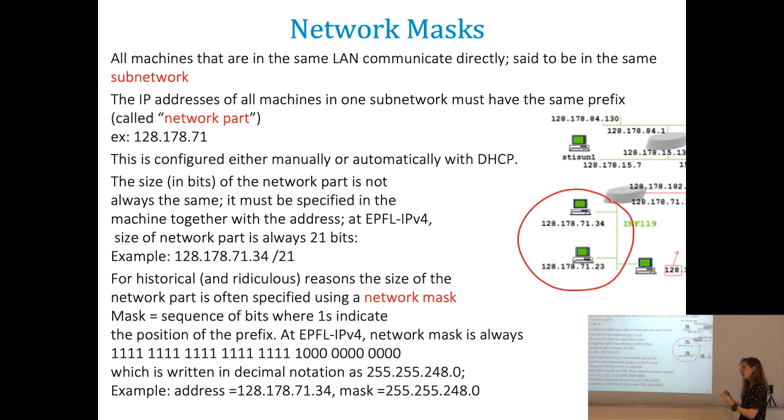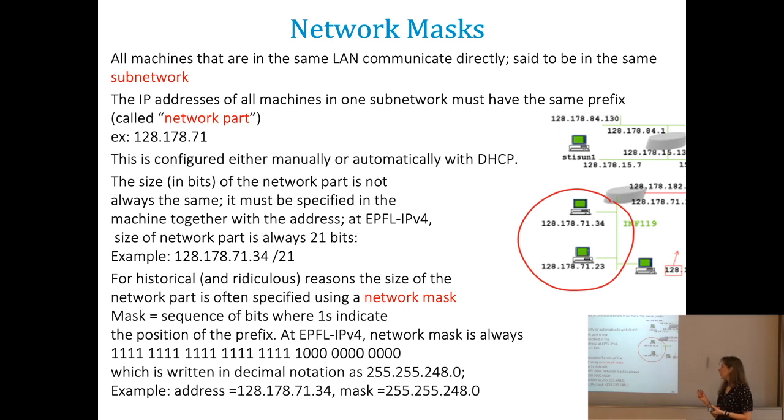So the beginning of their IP address must be the same, and your device will know how many first bits to look at to know whether the other device is in its LAN or not. For instance, at EPFL, the first bits that correspond to the network mask are the first 21 bits. But it's not always the same, because for instance, at ETH, I think it's the first 26 bits.